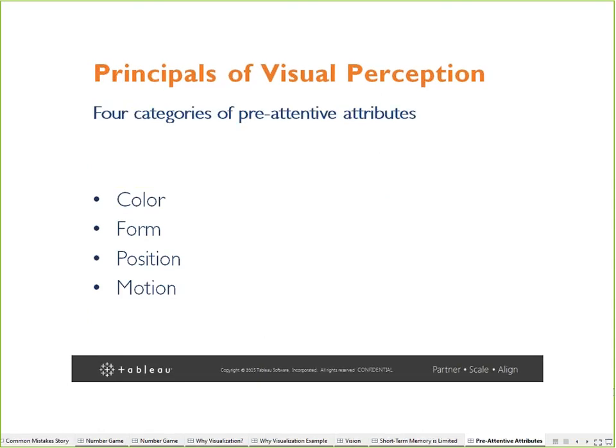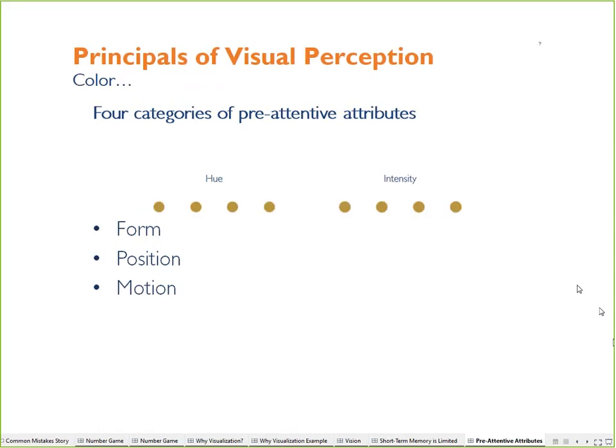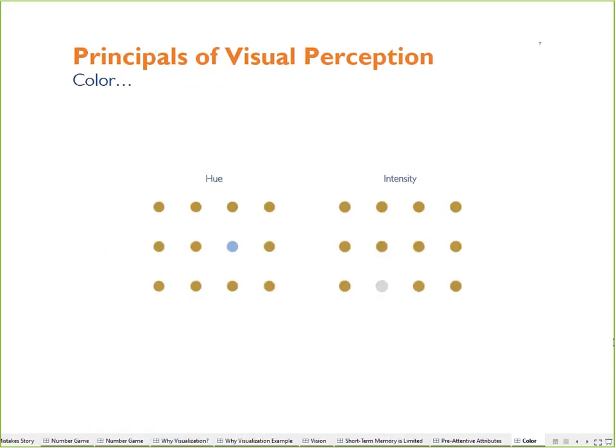So there are 4 categories of pre-attentive attributes, and that is color, form, position, and motion. I'm going to give you some examples of these. So color. Hue is a more precise term for what we normally think of as colors: red, green, blue, purple, etc. So if we physically change the color of one of those circles, it makes it stand out from the other circles, right? It's different. So that's our outlier.